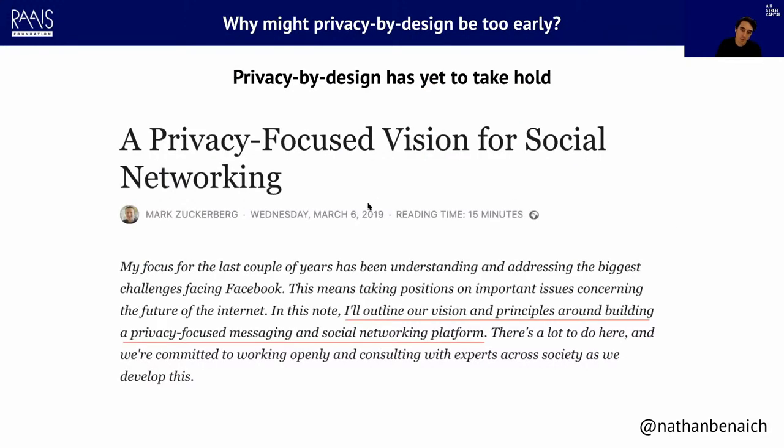And another reason why privacy by design might be too early is just that the technology isn't quite ready, and generally products that have tried to build privacy-preserving social networks as an example haven't really stuck. And so here is an excerpt from a post from Mark Zuckerberg about a year and a half ago, which described a privacy-focused vision for social networking. And I think it's fair to say that a lot of this is still work to be done.